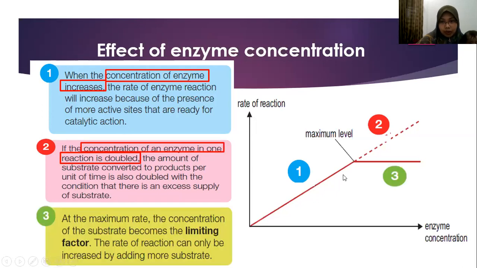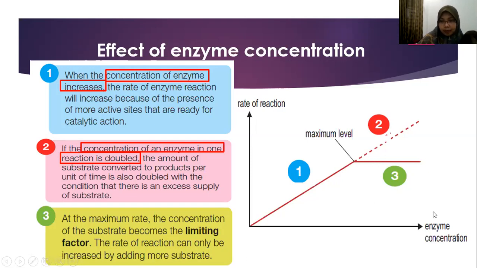But number 3, what happens? At the maximum rate, the concentration of substrate becomes the limiting factor. Because this is the enzyme concentration, the enzyme concentration is higher but there is not enough substrate. So substrate becomes the limiting factor, and the rate of reaction can only be increased by adding more substrate.